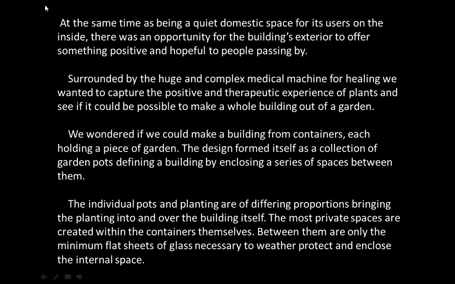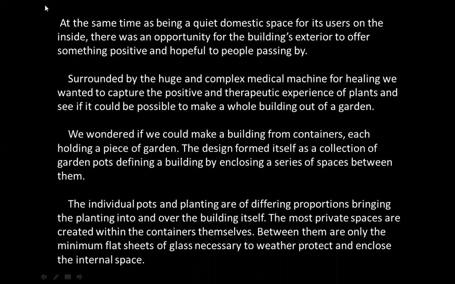So, it's a different architecture because its priorities are different. At the same time as being a quiet domestic space for its users, on the inside there was an opportunity for the building's exterior to offer something positive and hopeful to people passing by.